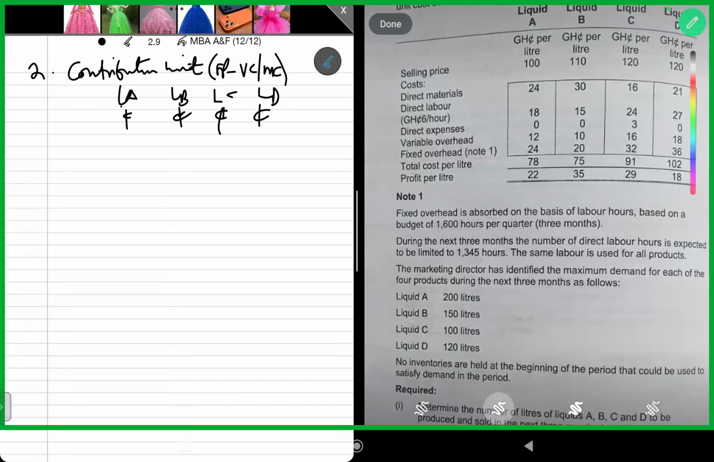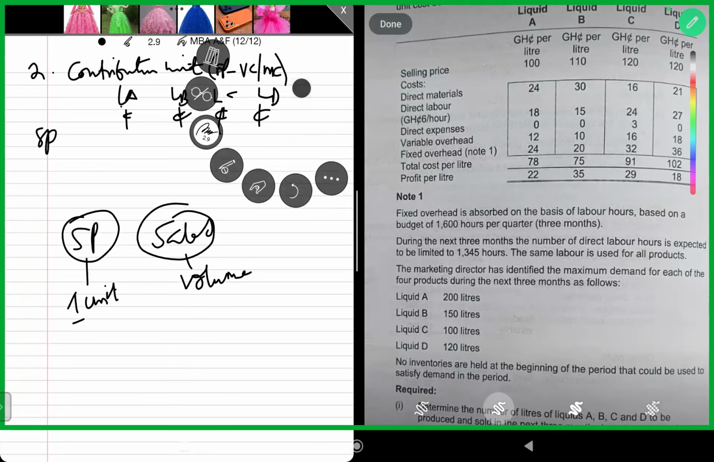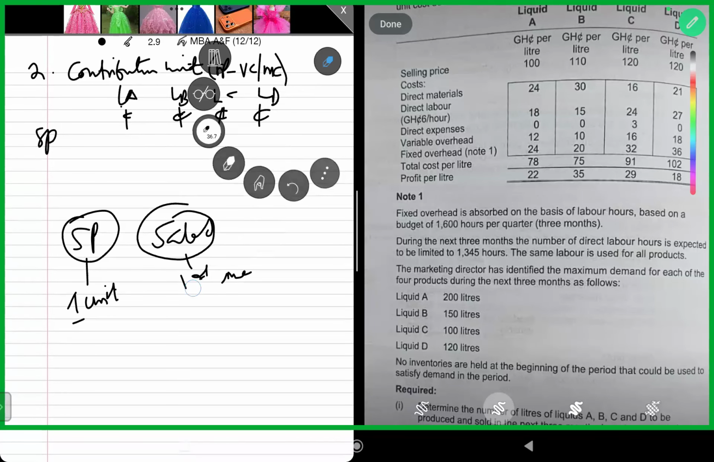You remember contribution is selling price minus marginal cost. So I'll first begin with my selling price. What is the selling price? Now, the difference between selling price and sales: selling price is per unit, for 1. Sales is for volume, more quantities. So when you see selling price, it's for 1 unit, a single unit. But if it's a lot, we call it sales. So take note of that. We'll be needing it when we are solving some other questions.